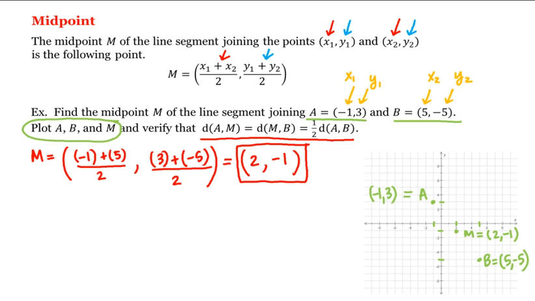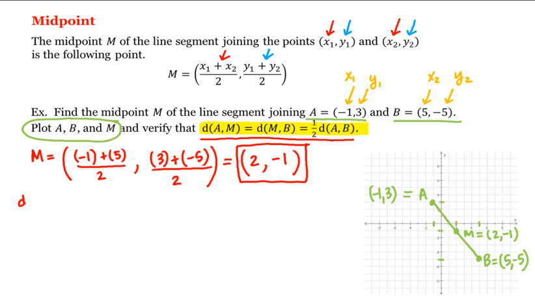Now let's draw the line segment joining A and B. And looking at this line segment, it appears as if M is that unique point that's exactly halfway between A and B. But let's go ahead and verify that by proving that this chain of equalities here is satisfied.